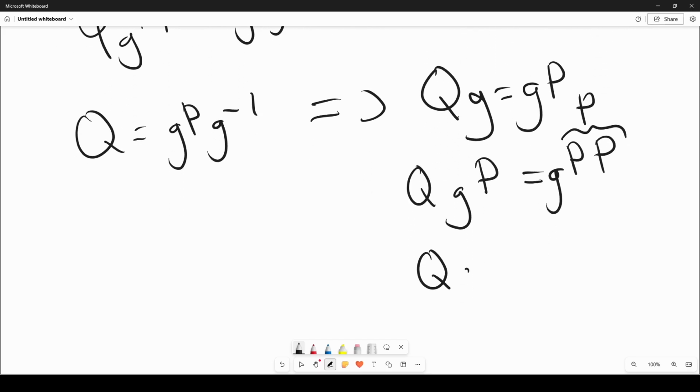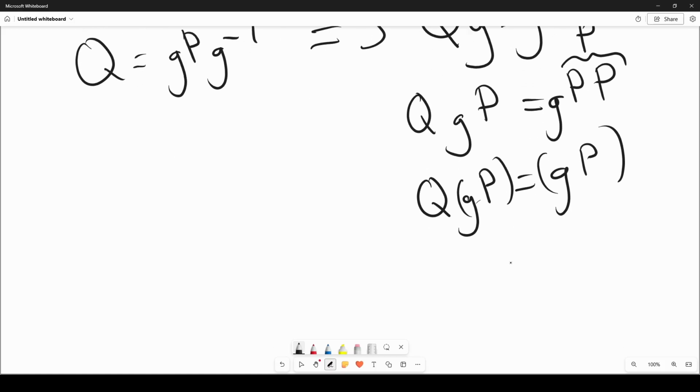So I'm looking for something that kind of looks like this. In that if I take, hopefully you should notice that I'm looking at left cosets here. I have a GP here and a GP here. So I'm looking for some element G where if I look at the left coset of P with respect to G, Q does nothing to it. In that if I multiply Q by this left coset, I get the left coset back.